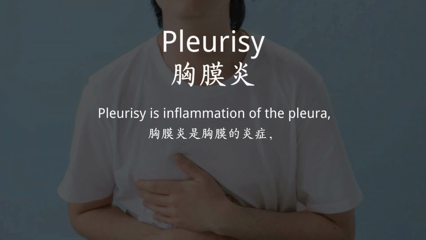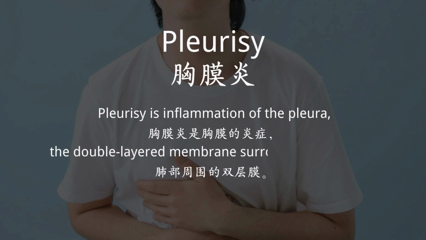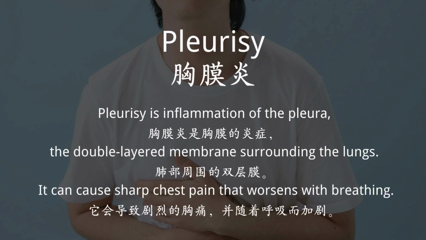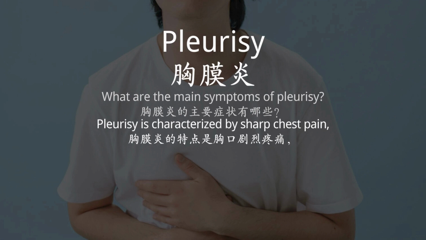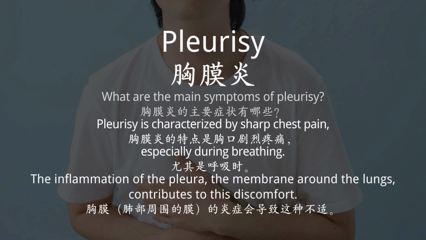Pleurisy. Pleurisy is inflammation of the pleura, the double-layered membrane surrounding the lungs. It can cause sharp chest pain that worsens with breathing. What are the main symptoms of pleurisy? Pleurisy is characterized by sharp chest pain, especially during breathing. The inflammation of the pleura, the membrane around the lungs, contributes to this discomfort.